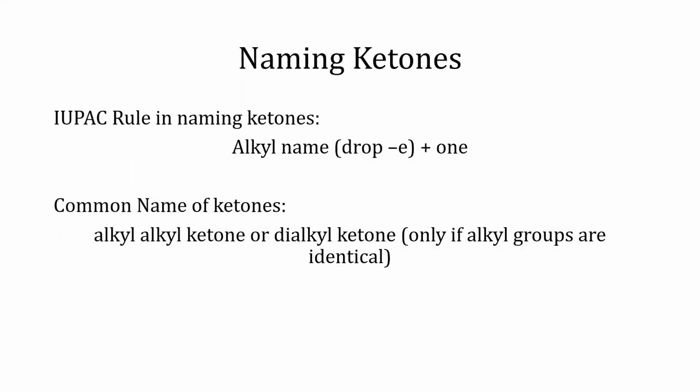Naming ketones under IUPAC guidelines: take the alkane name, drop the E, and add -one. For the common name of a ketone, take the alkyl groups on either end of the carbonyl group and name them as alkyl alkyl ketone in ABC order. If the alkyl groups are identical, then it is named as a dialkyl ketone.